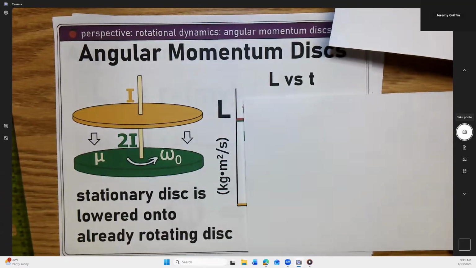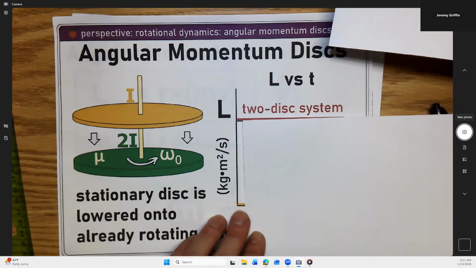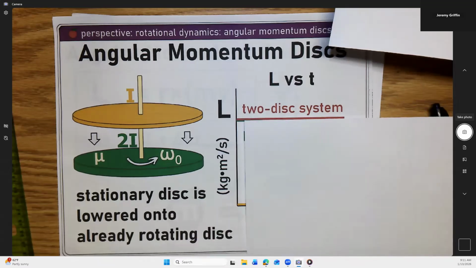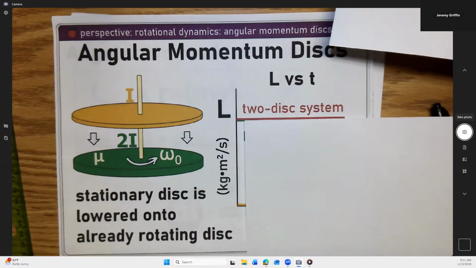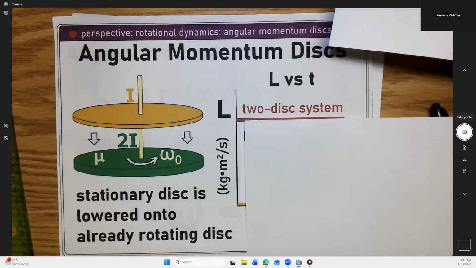Wait, what did you just say about the red? Always the same. Red is always the same. Guys, go ahead and draw that in your notes, what Logan just said. Right. So the red is always the same. The red never changes. Did you guys just draw that line for the two disc system? Right? Because the angular momentum is always conserved. Always conserved. Angular momentum is always conserved.